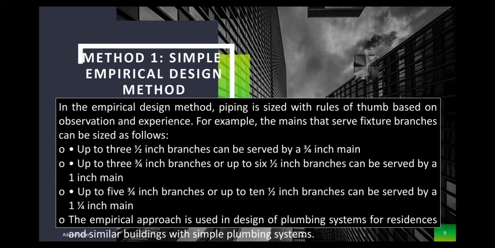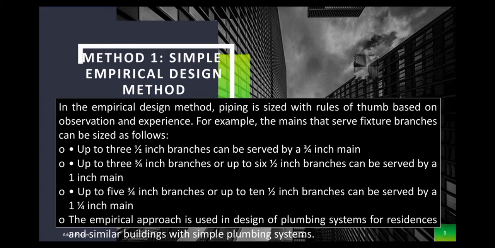Method 1. Simple empirical design method. In the empirical design method, piping is sized with rules of thumb based on observation and experience. For example, the mains that serve fixture branches can be sized as follows. Up to three 1/2 inch branches can be served by a 3/4 inch main.